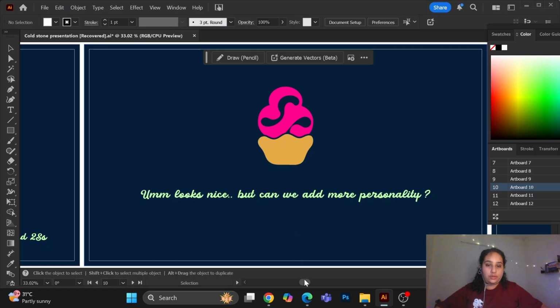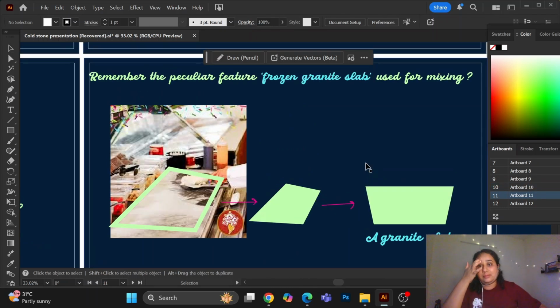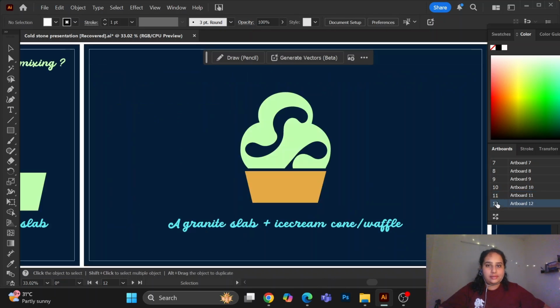Okay, so I told you to remember a very important feature of their ice creams is that they use a 16 degrees Fahrenheit cold granite slab for mixing their ice creams. I went on Google, I took a picture, okay, then I drew inspiration like this, made a 2D symbol for that granite slab, and then see what next, like this. Okay, so this is a granite slab.